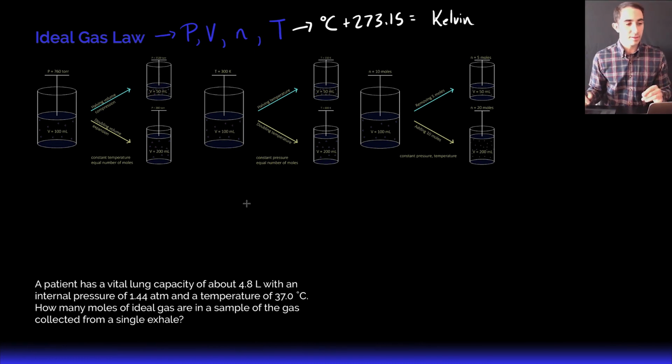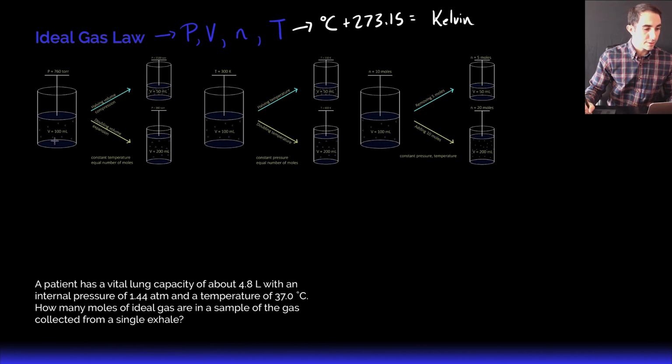So let's start here on the left looking at a particular experiment involving measuring the pressure, measuring the volume, but we're going to keep the temperature constant and we're going to keep the number of moles constant. And we're going to see what the effect is of modifying the volume on the pressure. So what we're going to do here is we're looking at a 100 milliliter container with a pressure of 760 torr. And the first thing we're going to do is half the volume. So our volume is going to go down.